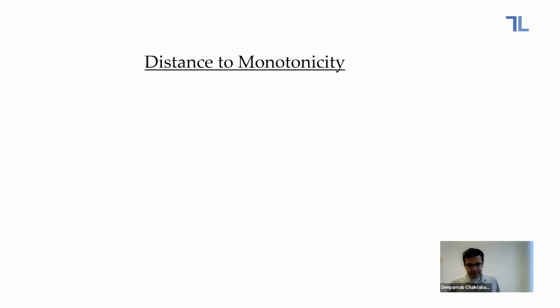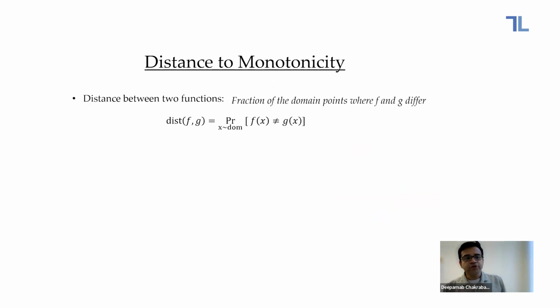We need to define the problem we're going to talk about. We need another concept, which is called the distance to monotonicity. Before we talk about distance to monotonicity or distance to a property, let's fix what we mean by distance between two functions. So given any two functions f and g defined over a domain, we're going to define the distance between these two functions as the fraction of the domain points where f and g differ.